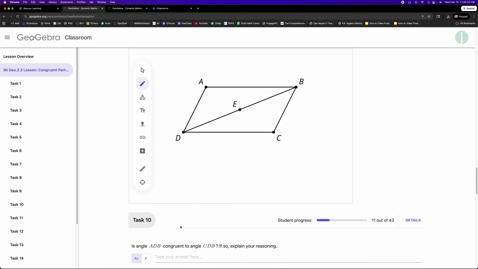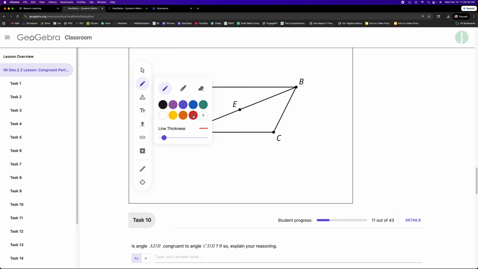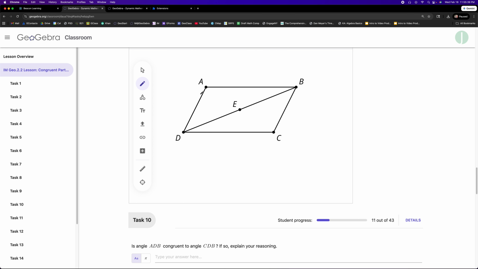Task 10. Is angle ADB congruent to angle CDB? Okay, wait a minute. ADB. Okay, so they're looking at this angle right here. So ADB, right? So this angle right here, is this angle congruent to angle CDB? All right, let me switch my colors here. I'm going to go blue. Okay, there we go. CDB. So this angle right here, they're saying, are these two angles congruent?